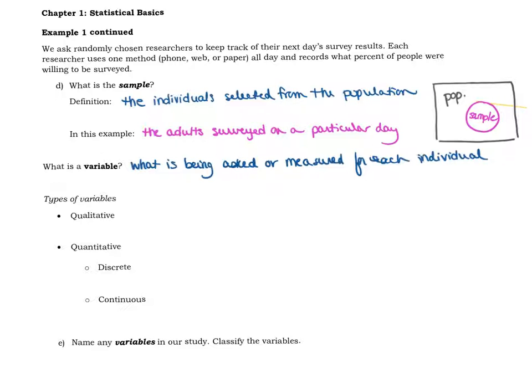So within that, there are types of variables. Qualitative variables are ones that are categories. Okay, qualitative are more like categories. All right, it would be things like yes or no questions, your eye color, your hair color, things where you cannot be measured. Okay.